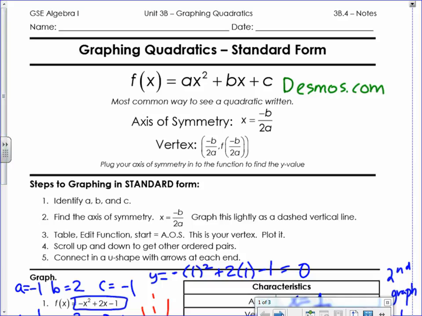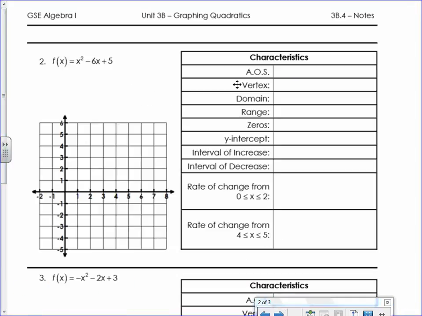All right, so let's go ahead and take a look at this one. Take good notes, and raise your hand if you have questions as we go. The very first thing, according to those steps on the previous page, is to identify A, B, and C. So what is A? 1. A is the number. Remember, A, B, and C are numbers. There's no x's. What is B? Negative 6. And C is 5.